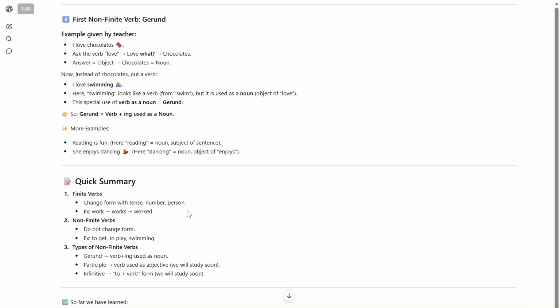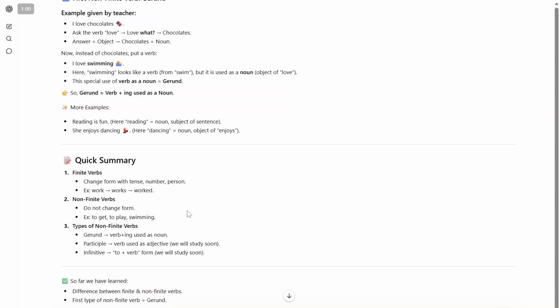Quick summary. 1. Finite verbs. Change form with tense, number, person. Example: work, works, worked. 2. Non-finite verbs. Do not change form. Example: to get, to play, swimming. 3. Types of non-finite verbs. Gerund, verb plus ing used as noun. Participle, verb used as adjective. We will study soon. Infinitive, to plus verb. We will study soon.